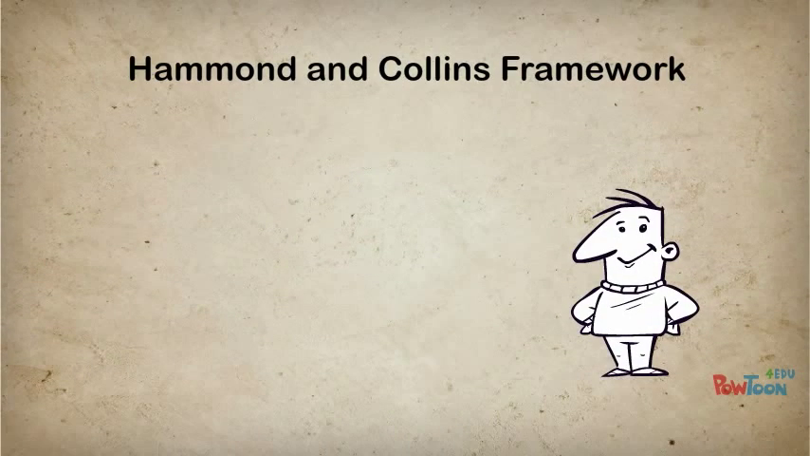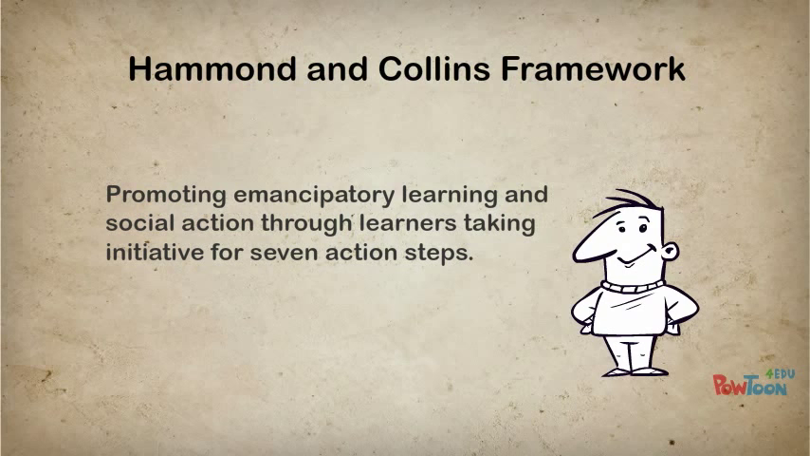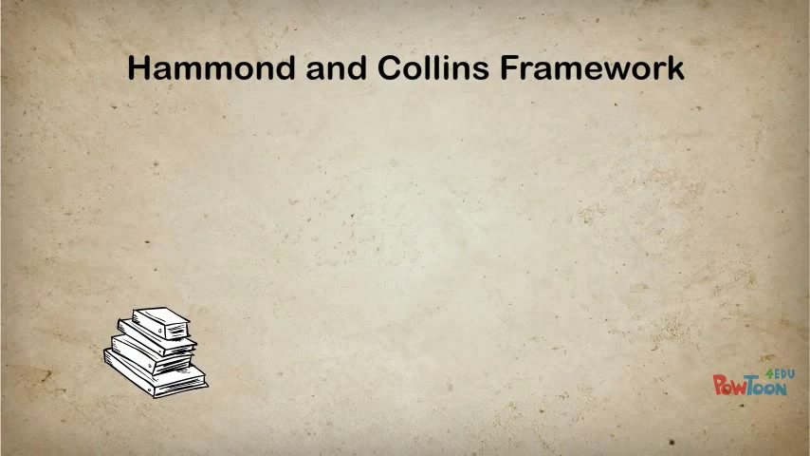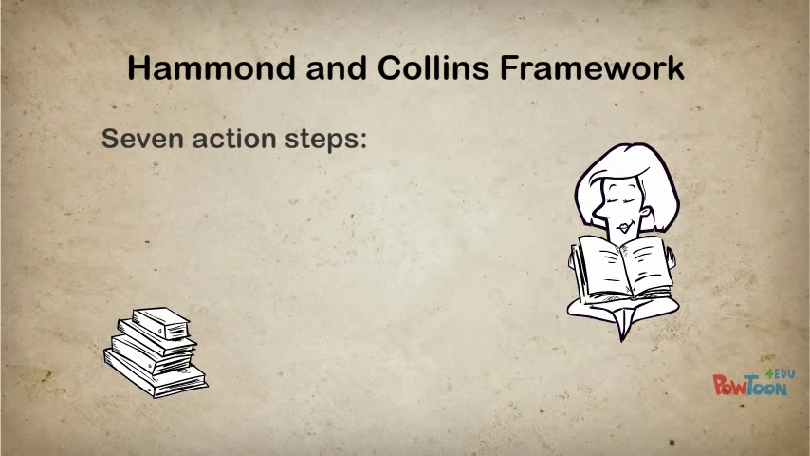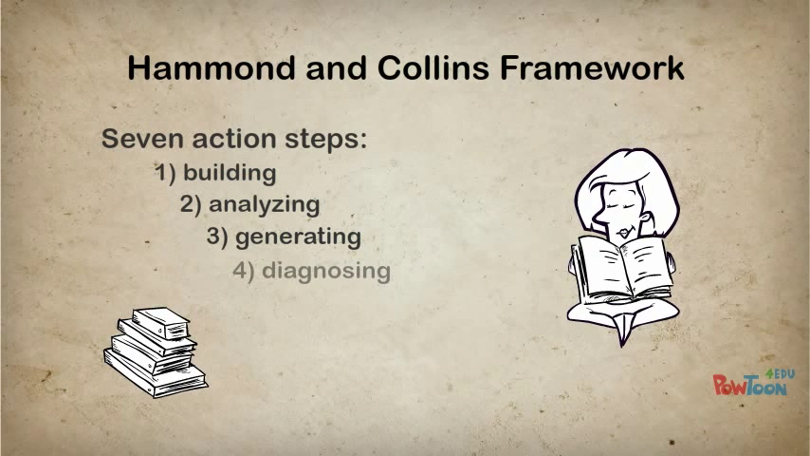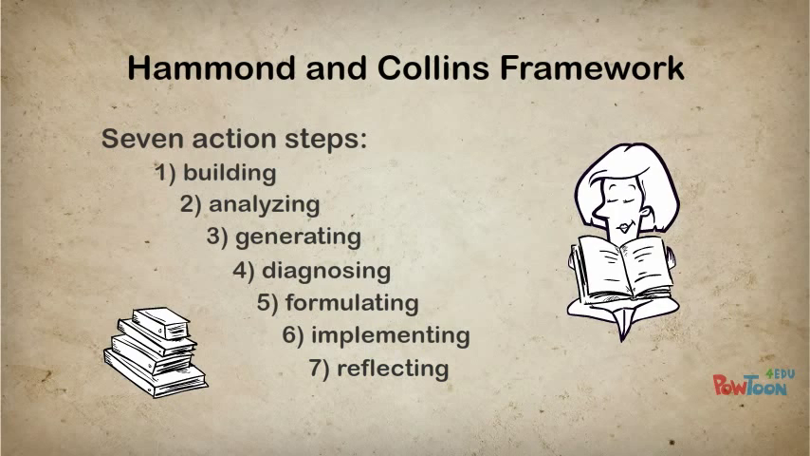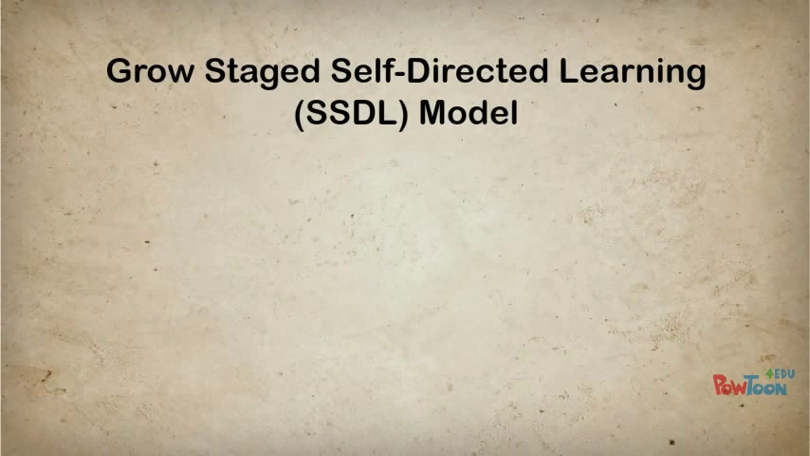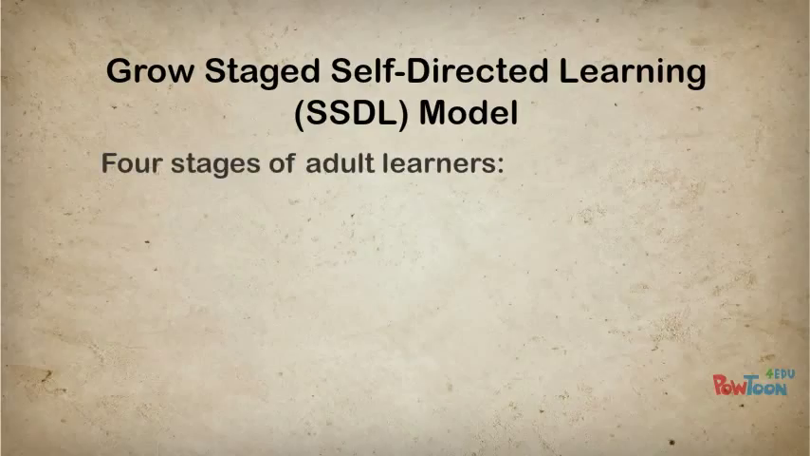Hammond and Collins present a 7-component framework that addresses the goal of promoting emancipatory learning and social action, in which learners take initiative for 7 action steps. These 7 action steps are similar to higher order thinking skills. They include 1. Building, 2. Analyzing, 3. Generating, 4. Diagnosing, 5. Formulating, 6. Implementing, and 7. Reflecting.